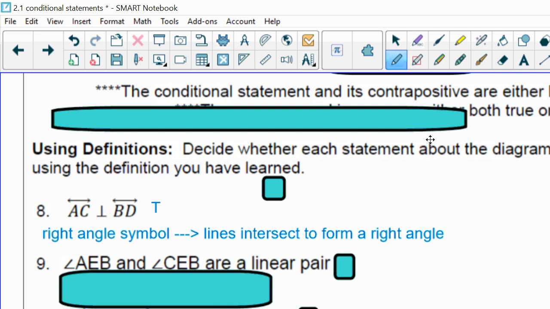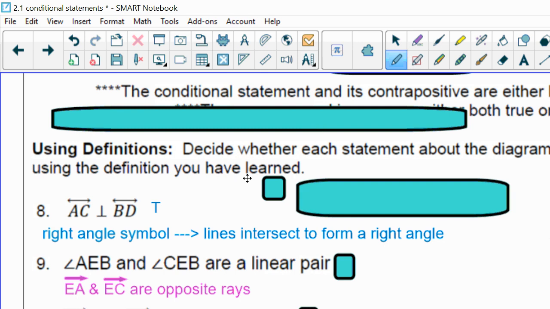Angle AEB, which is this angle here, and CEB are a linear pair. Well, from our last set of notes, yes, that's true, because you've got these opposite rays. You've got this ray going this way, and then the ray going this way, and opposite rays form linear pairs. EA and EB. Well, EA goes this way, and EB goes up this way. So they are not opposite rays. They don't even lie on the same line. So to be opposite, they have to be collinear. So maybe make yourself a note here to remember that they have to be collinear.